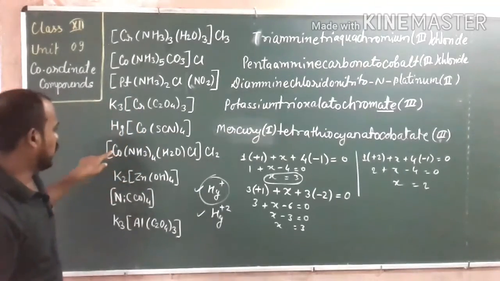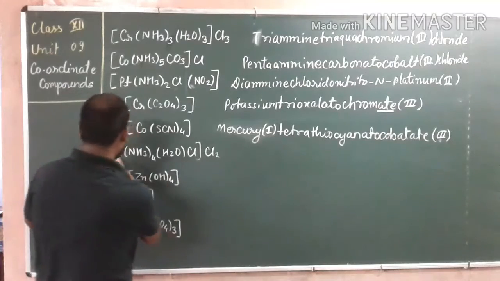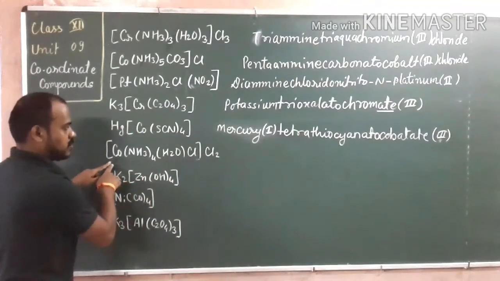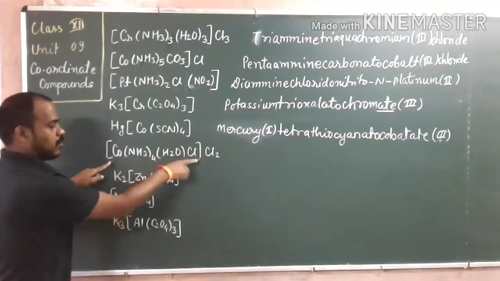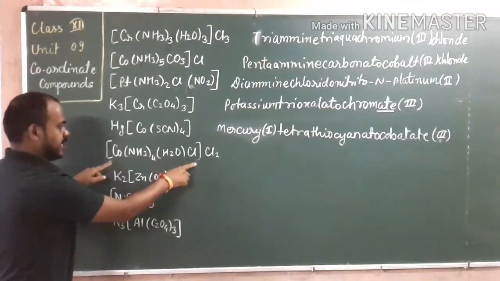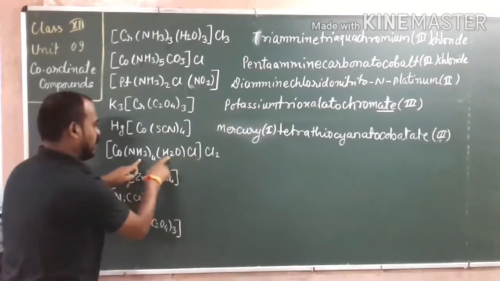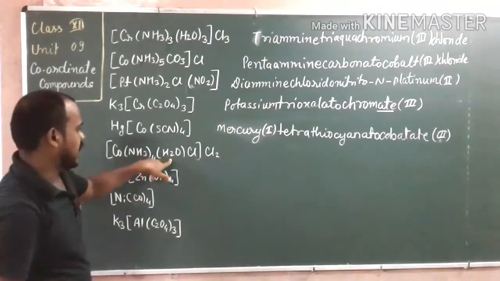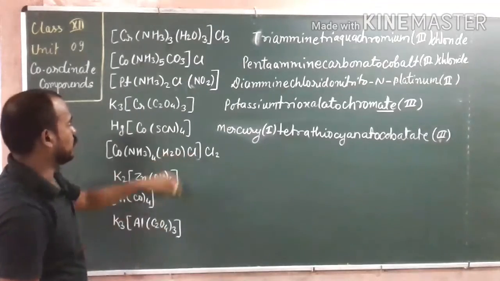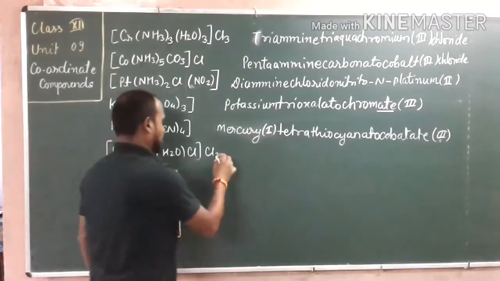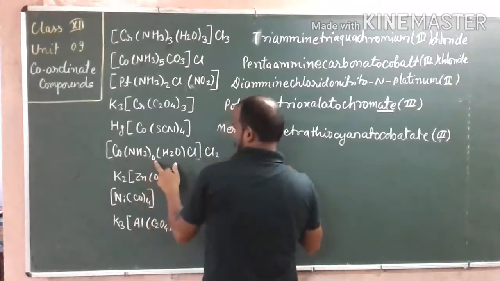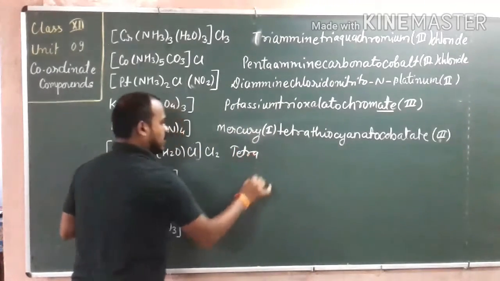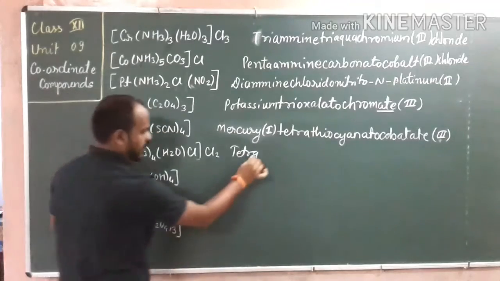Now the name of this: since before the square bracket there is nothing, this is a cation. So first we will write the name of this complex, this coordination entity. Here we again have three types of ligands, so alphabetically: amine, aqua, chloride. So chloride will be written first here. Now amine, since it is 4, it will be tetraamine.